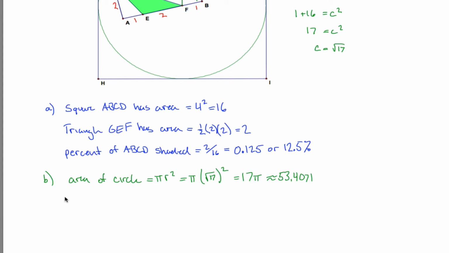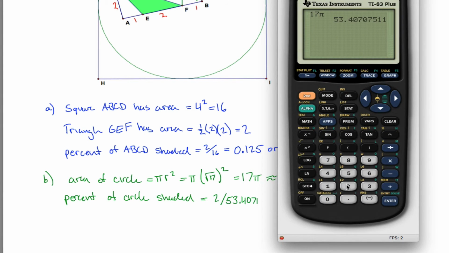So then percent of circle shaded. Well, remember the triangle that's shaded is 2. And the circle has area 53.4071. So if I grab my calculator and do 2 divided by that answer, it'll tell me the percent that's shaded. And it looks like 0.03744. In other words, 3.7%.